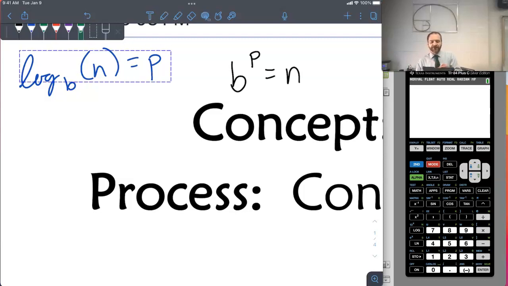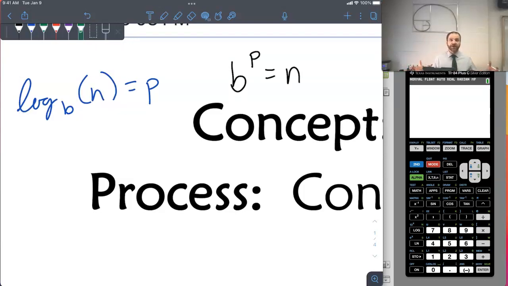So, I mean, this is it. You can memorize it, just the structure of it, and realize what goes where. You can ask the question, hey, what power of b gives you n? And that's p. Well, b to the p power gives me n. We've looked at it that way.